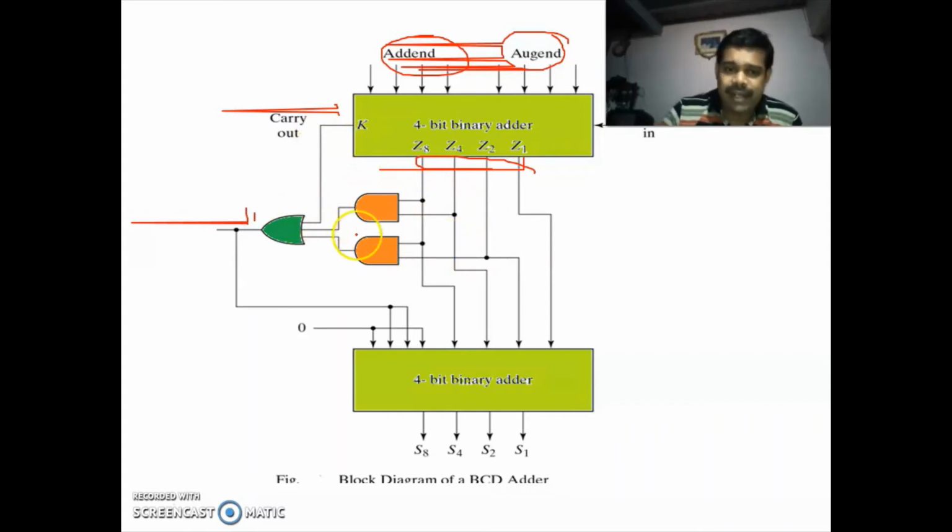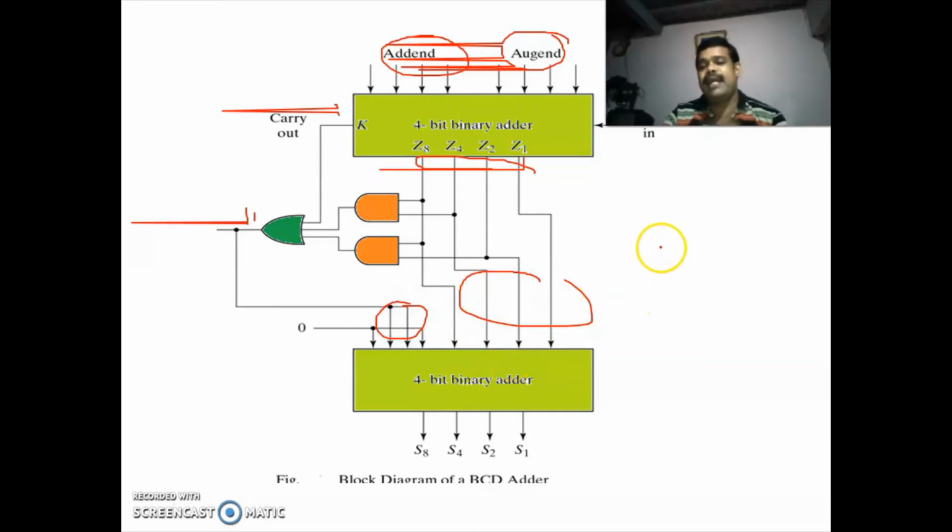So either if the value is greater than 9 or if you are getting a carry, you will get an output of 1. If this is 1, it is connected to the second and third bits of this binary adder. So this binary adder will add this sum with 6. In BCD addition, if you get a number greater than 9 or if you get a carry, then you have to add 6. So here the addition of 6 will be performed.